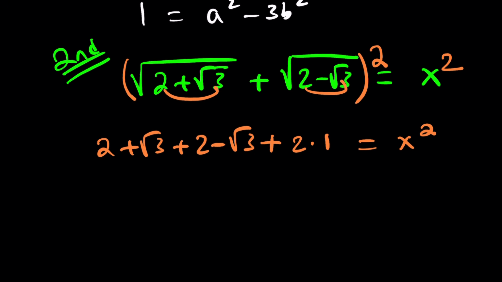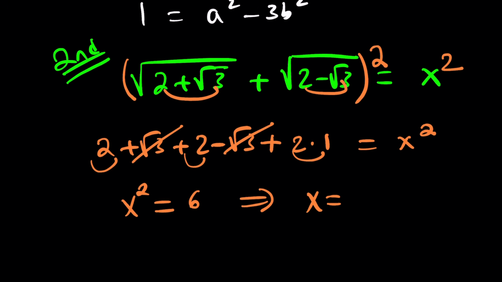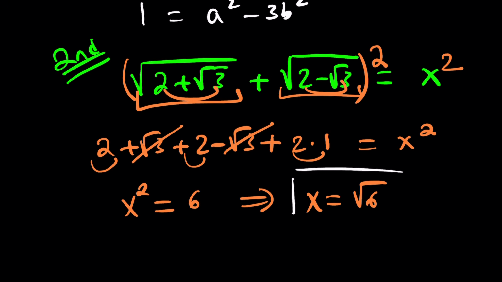Now notice, this is really clean because square root of 3 cancels out. You have 2 plus 2 plus 2. Who said math is hard? It's as easy as 2 plus 2 plus 2. X squared equals 6, and this implies x is equal to square root of 6. And we know that x is positive because this is a positive quantity, this is a positive quantity. Their sum has to be positive. And yes, we got the answer in a much easier way.